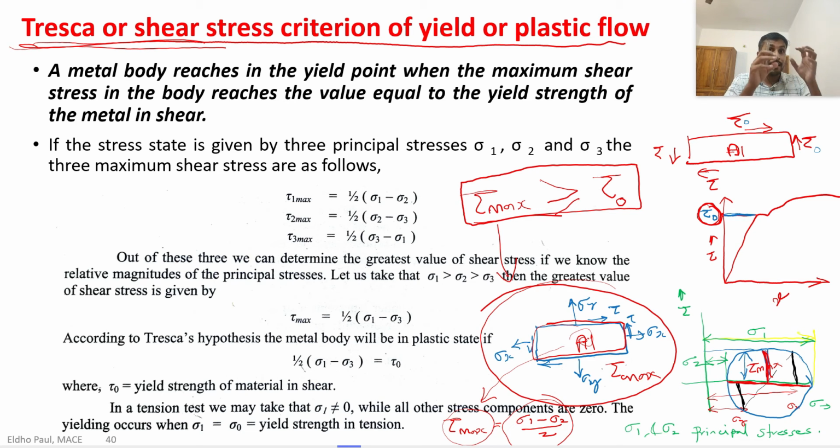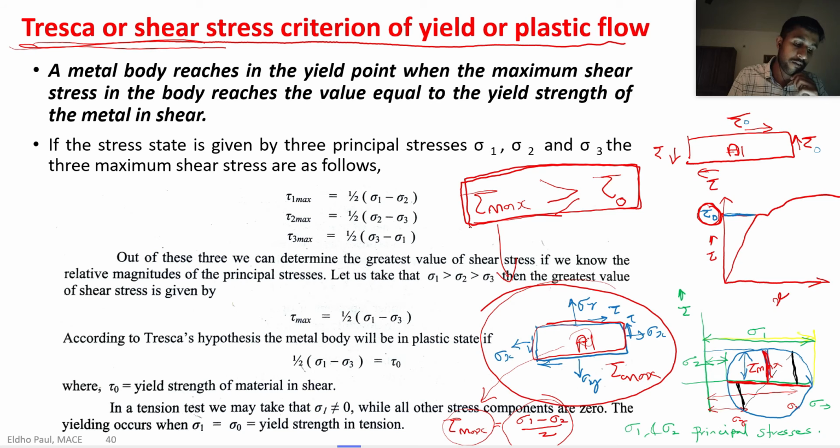And what is the condition for plastic, permanent deformation of the object under complex loading condition? Under complex loading condition, some shear stress is developed, and the maximum shear stress developed in the body is tau max. If tau max is greater than tau zero, then there will be plastic deformation of the material under complex loading condition. So this is the Tresca criterion for plastic deformation.